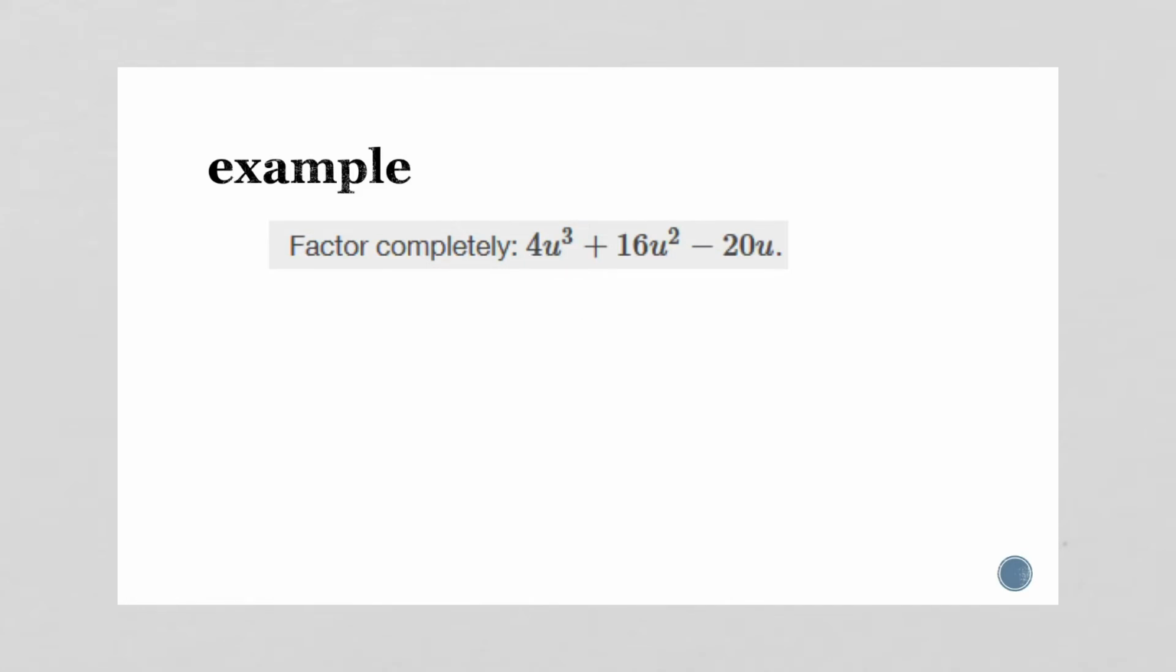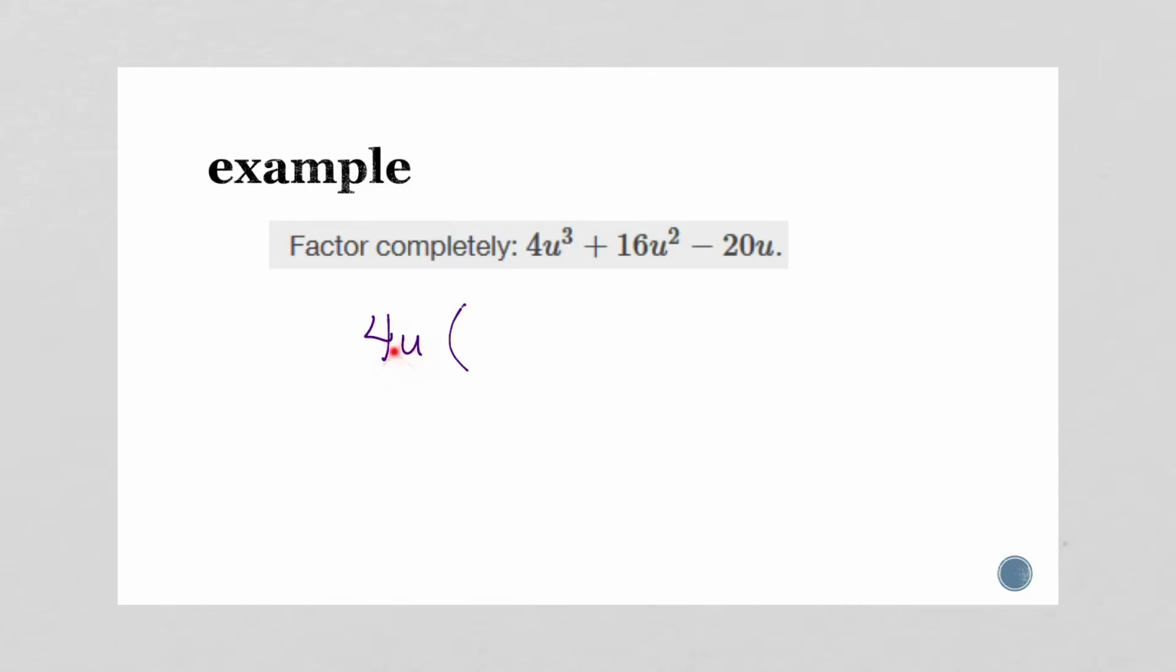All right, let's take a look at this one. So do these three terms have anything in common? Yeah, they all have a 4 in common, right? But look, they also have at least one u in common. Remember, I can't pull 2 or 3 u's out of this one, so I can only pull 1 u out, all right? So I'm going to factor out a 4 and a u out of all of these, okay?